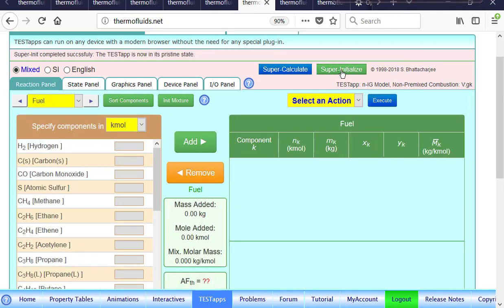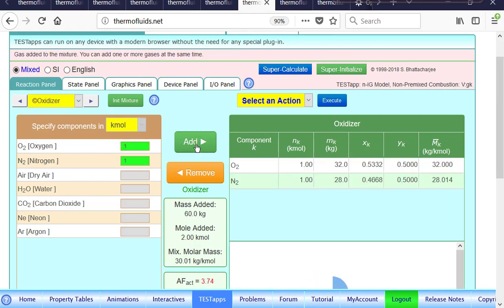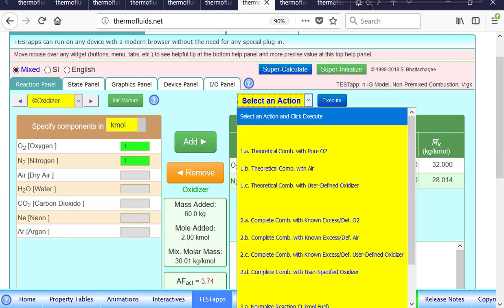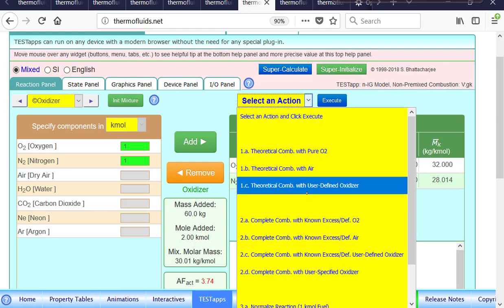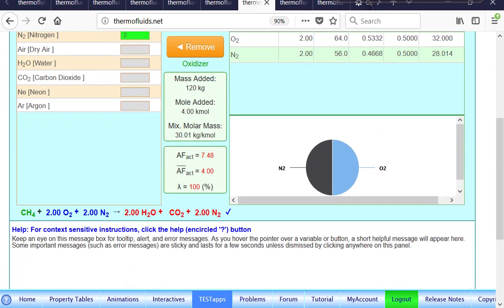Suppose methane is burning. You want to set up a reaction, methane burning with not air, let's say a 50-50 mixture of oxygen and nitrogen. In that case, we can add 1 kilomole of oxygen and 1 kilomole of nitrogen, and this proportion will be maintained in the oxidizer. So for instance, now if I say a theoretical combustion with user-defined oxidizer and execute that, then this reaction will be based on a 50-50 mixture of oxygen and nitrogen, and we could redo the entire calculation.